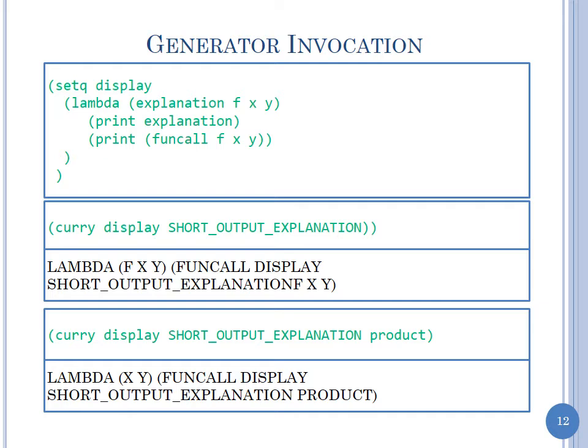Okay? And we see it being used right now. So we defined our display with 4 parameters, and we are now creating new functions out of display that basically supply one or more of the actual arguments this particular function display needs. Okay? So in one case, I say curry display short circuit explanation, and the other case, I say curry display short output explanation product. Okay? 2 different lists of actual parameters I'm supplying, and as a result, I get 2 different functions, one that takes 2 parameters and one that takes 3 parameters. Okay? Questions so far?